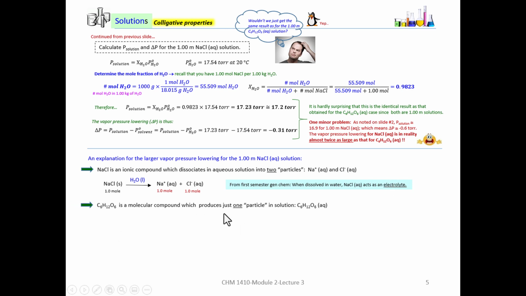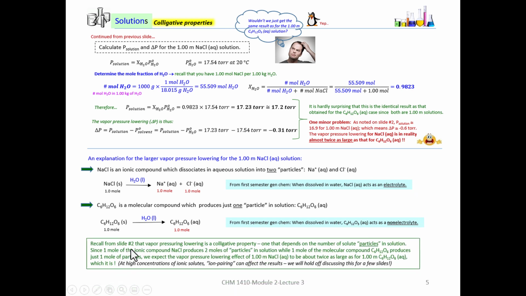Glucose, on the other hand, produces just 1 particle in solution for every glucose molecule that goes in. 1 mole of solid glucose produces 1 mole of aqueous glucose. Glucose is a molecular compound. It hangs together as a molecule in solution. It does not break up into particles or ions. And the fact that it does not break up into ions reminds us of the fact from General Chemistry 1 that glucose would be considered a non-electrolyte.